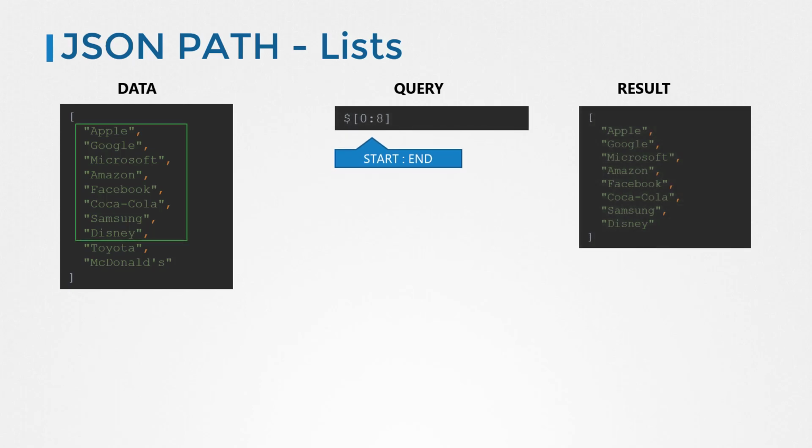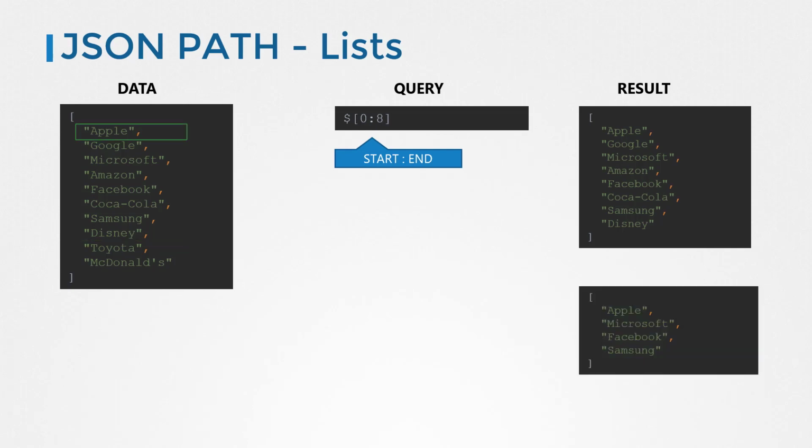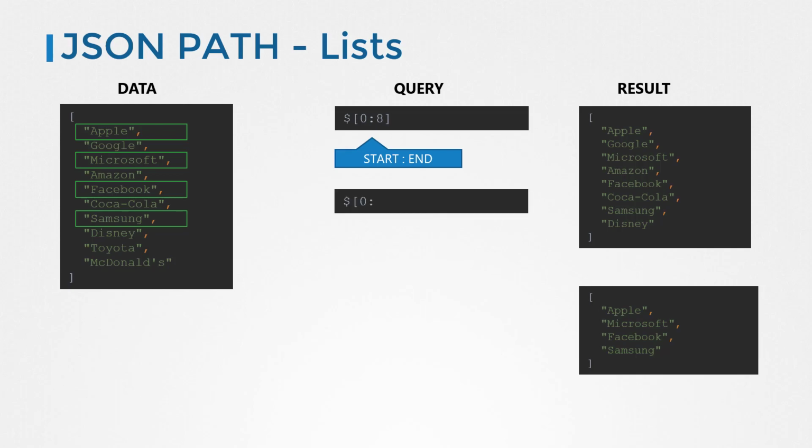What if we want every other item? For example, say we want Apple, Microsoft, Facebook, and Samsung. You can use the step option by adding another colon and by specifying the number of hops to take after each item. A step value of 2 means increment the counter twice before fetching the next item. In other words, it means skip or hop over one item.